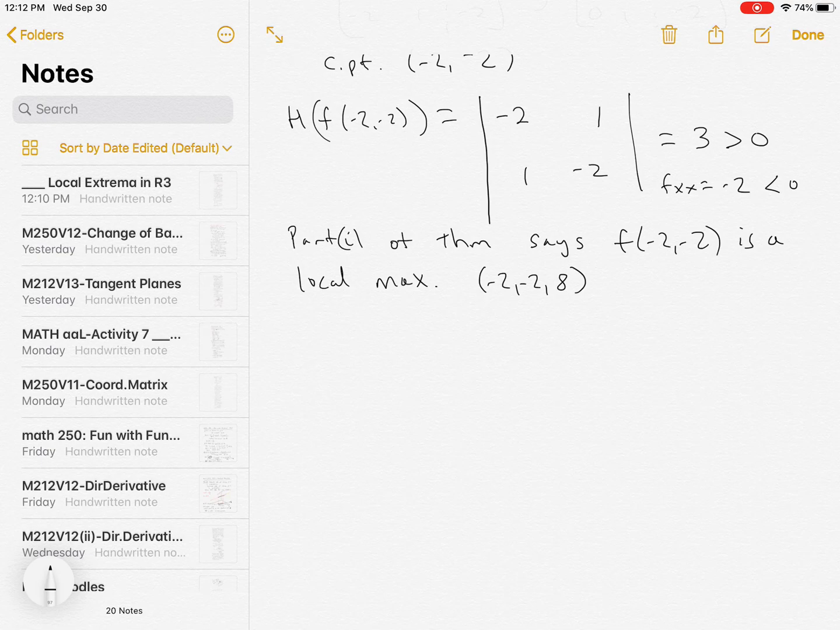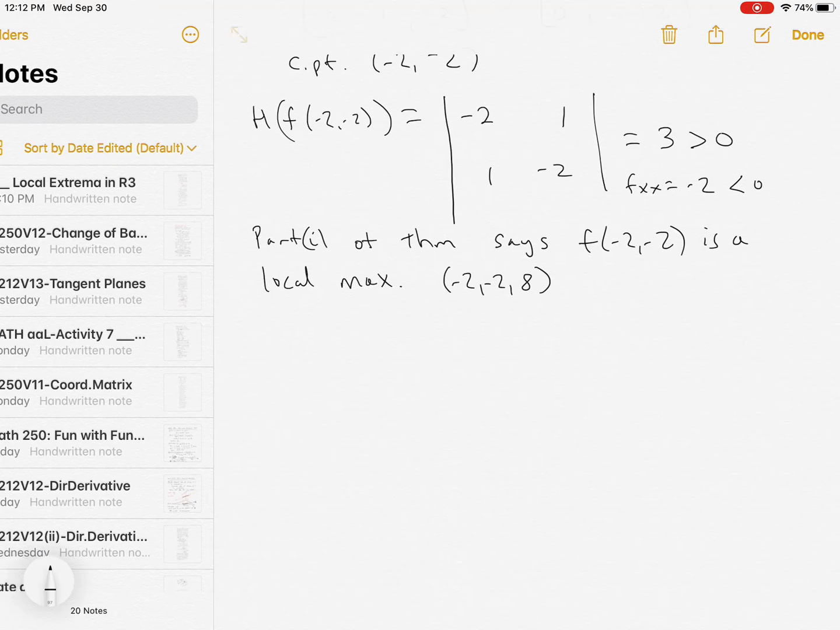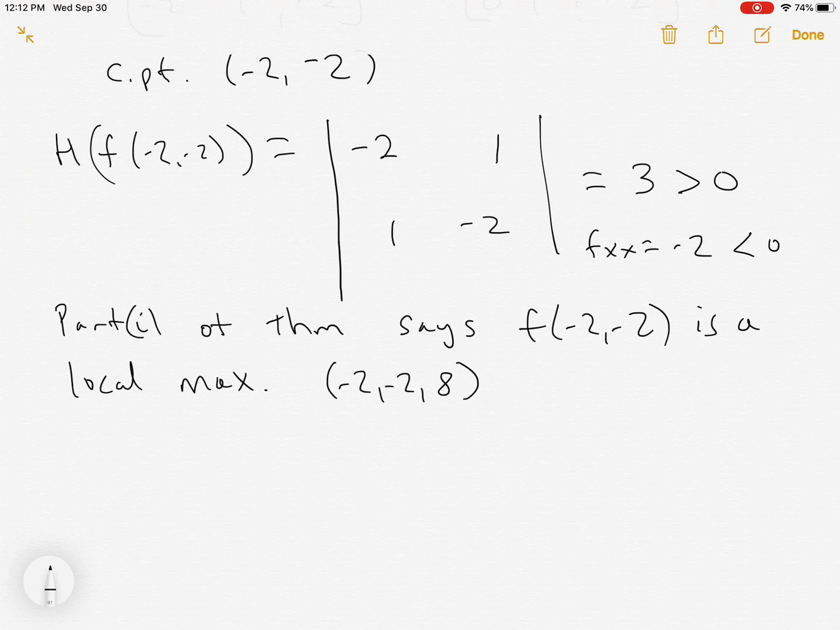So this is going to be, get bigger here, come on.